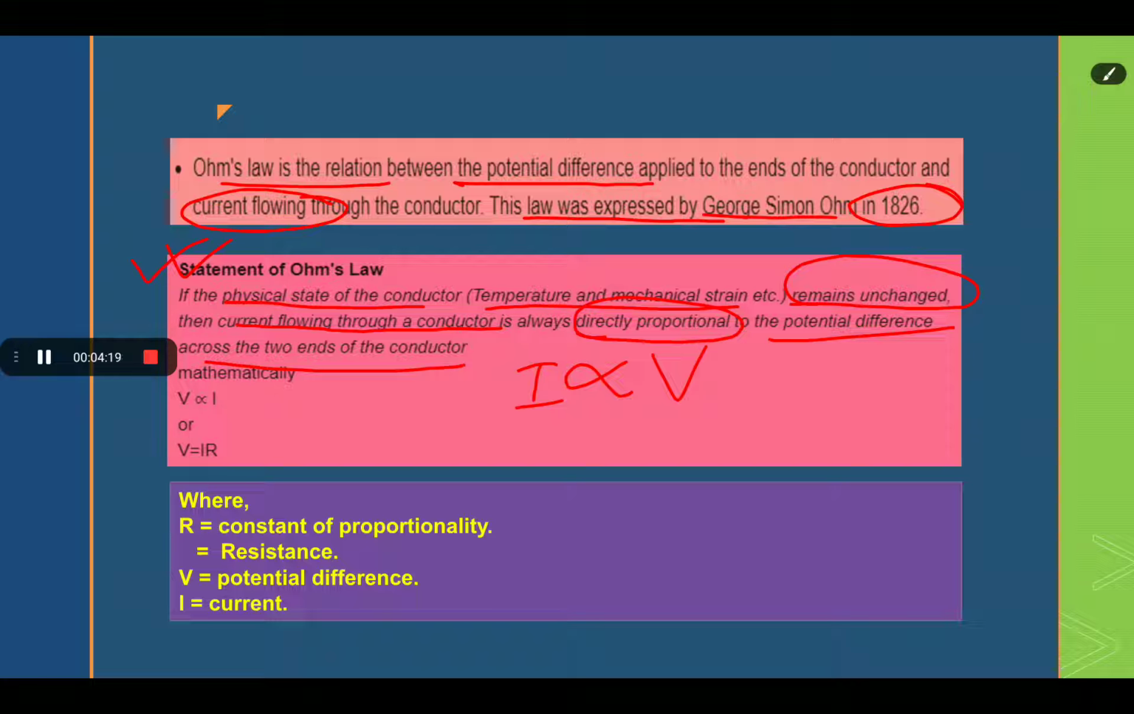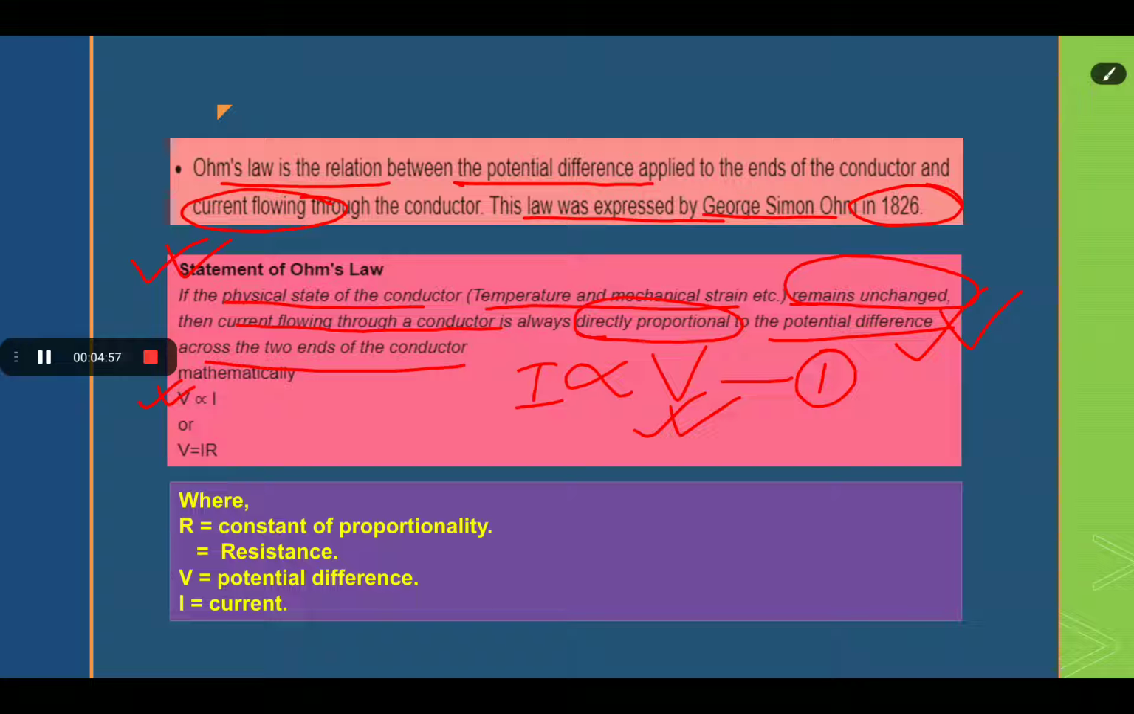This statement is written in mathematical form like this. The two quantities, current and potential difference, are directly proportional to each other. It means if one quantity increases, the other also increases, and if one decreases, the other also decreases. This expression can also be written the other way, because in direct proportion, the reverse is also valid.